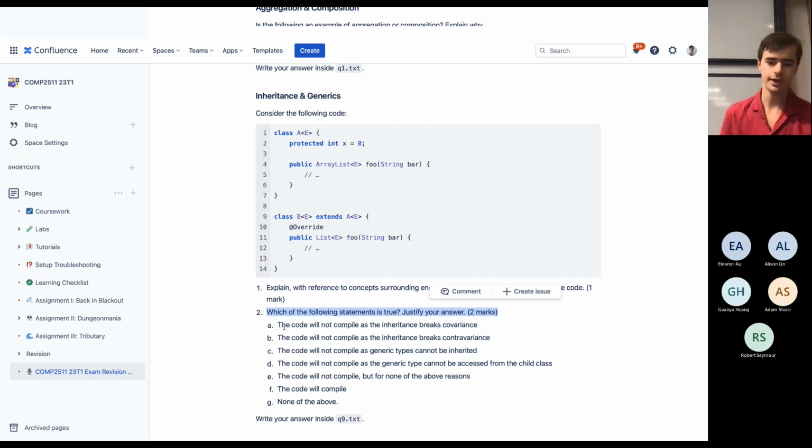So, okay, first one, it won't compile because it breaks covariance. Second one, it won't compile as it breaks contravariance. Third one, the code will not compile as generic types cannot be inherited. The code will not compile as a generic type cannot be accessed from the child class. The code will not compile for none of the above reasons. The code will compile or none of the above. Okay, so in this instance, you probably could just copy it into your IDE and see if it compiled. Let's do that.